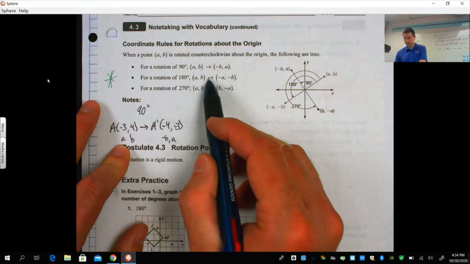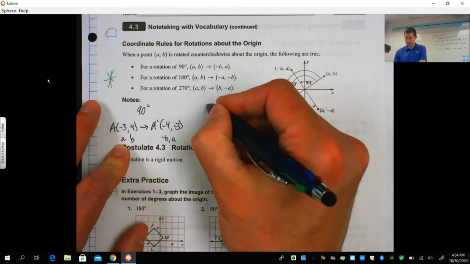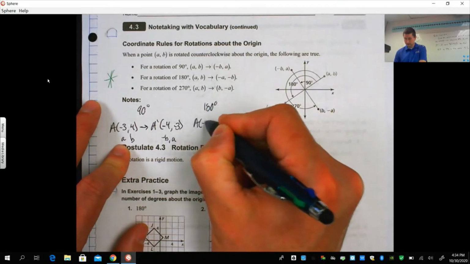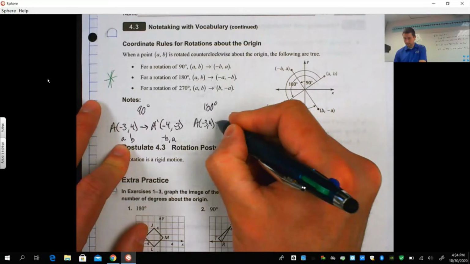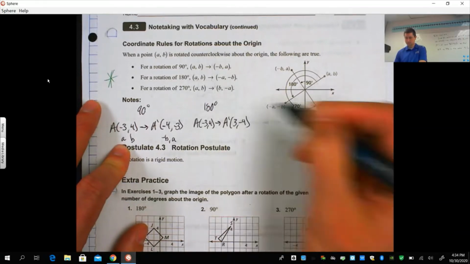180-degree rotation, you keep them in the same location, you just change their signs. So if I'm doing 180, if A is -3, 4, if I do a 180-degree rotation, A prime would be +3, -4. Okay, they just switch.